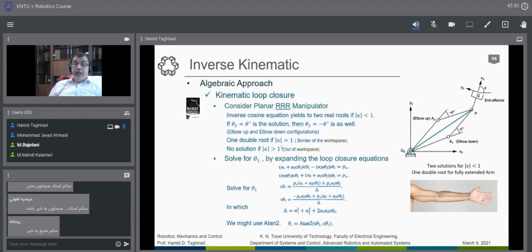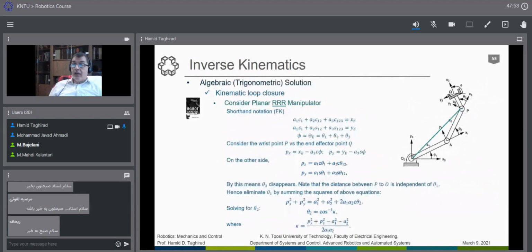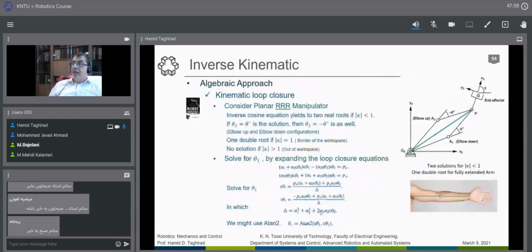What happens if kappa is equal to 1? So we have inverse cosine of 1. Inverse cosine of 1 gives a theta equal to 0. This means that these two, plus 0 and minus 0, converge to each other. So this will happen either at theta equal to 0 or theta equal to 180 degrees, pi. Plus pi and minus pi is also the same in this configuration, as you see. And this is the border of the workspace.